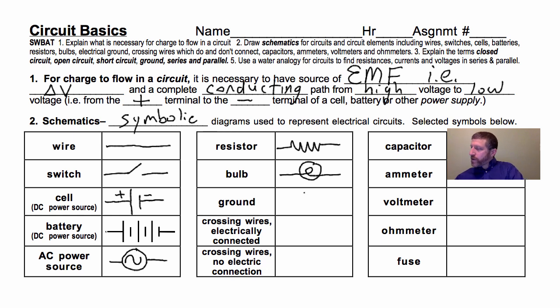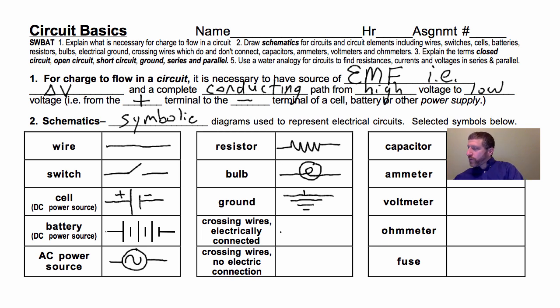A ground is like this. It's a series of ever-shortening lines. Sometimes there's 3, sometimes there's 4 or more, but a ground is anywhere you connect to. For example, on most appliances, it's the chassis of the appliance, the big metal box. For a car, the ground is the body or the frame of the car. Sometimes, like for our electric company, the ground is literally the ground, the earth.